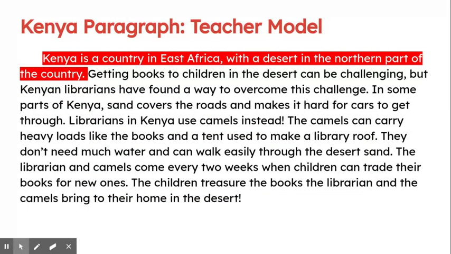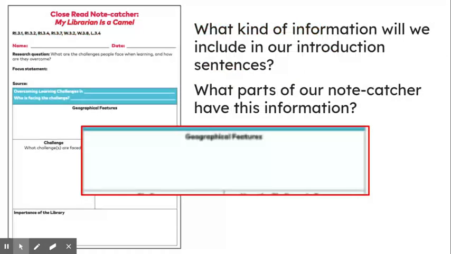So let's see if I answered that question. Kenya is a country in East Africa. I told my readers where it's located, with a desert in the northern part of the country. And I told my readers what it's like in the part of the country I researched. Remember, the country isn't the same everywhere, but where we read about, it's a desert. So that's what's most important. I told my readers where my country is and what it's like there. I can get that information from the geographical features part of the note catcher.